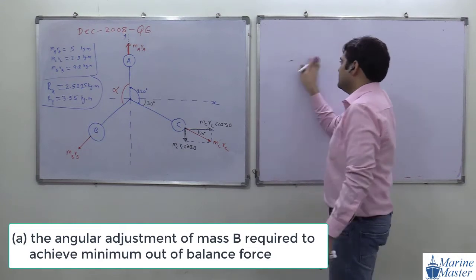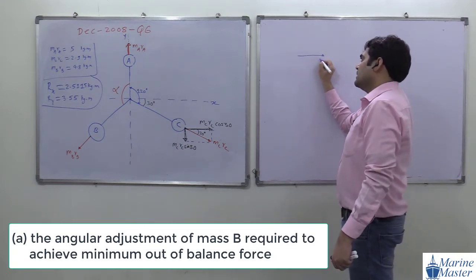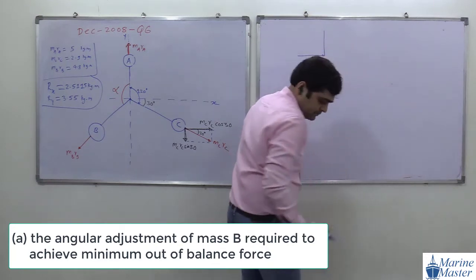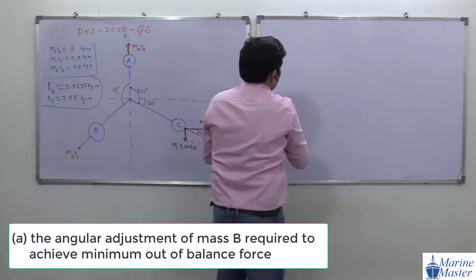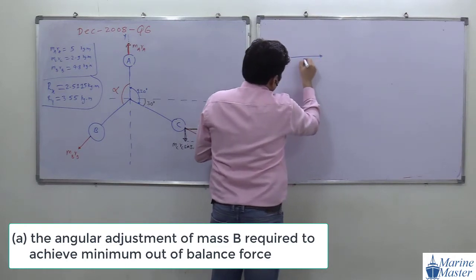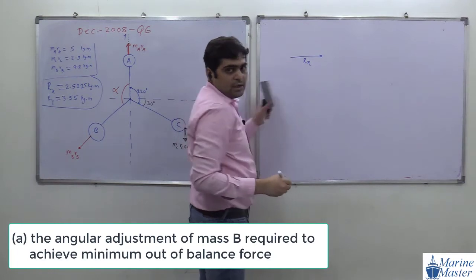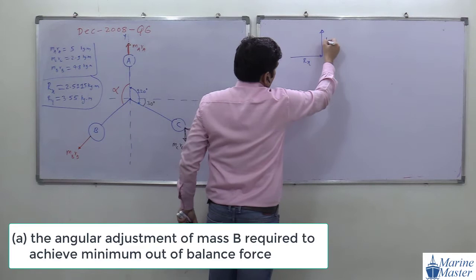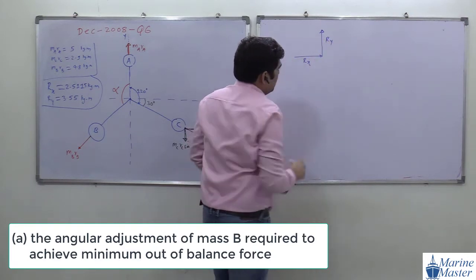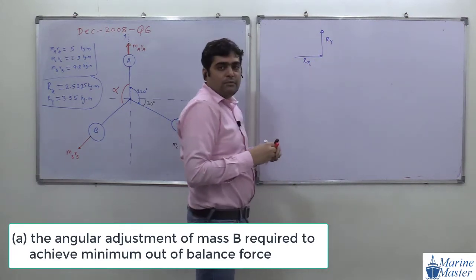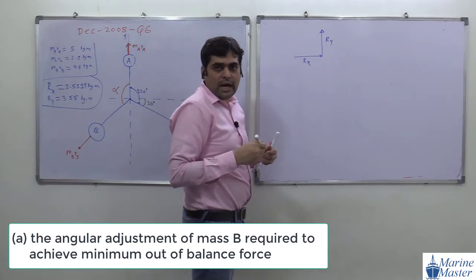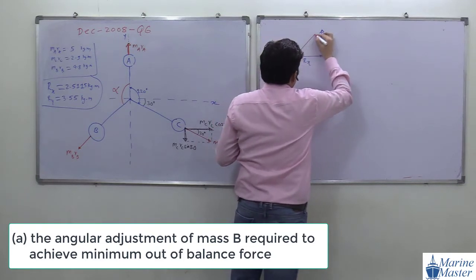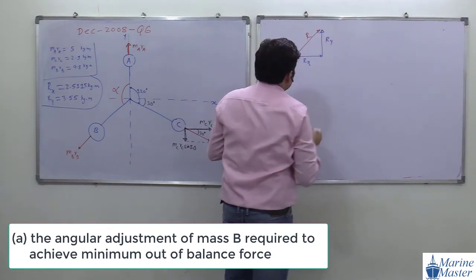See the drawing here, everyone. One minute guys, let me draw properly. This is the direction of Rx, horizontal, towards right, and Ry is upward. So R will be the closing side. This will be our R.